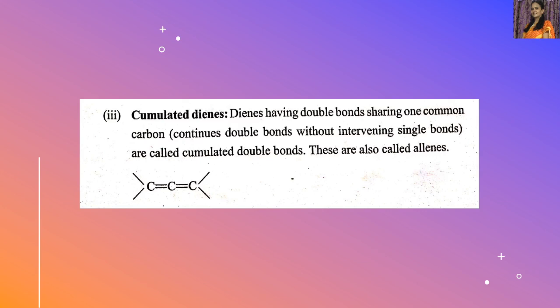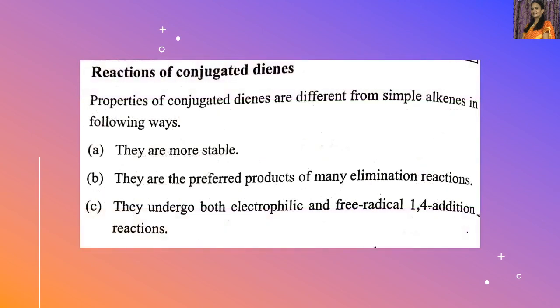Okay, now let's see the reactions of conjugated dienes. What are the different reactions which we come across for conjugated dienes? Let's see. So properties of conjugated dienes are different from single alkenes in the following ways. So, what are the different ways in which these dienes differ from the alkenes?